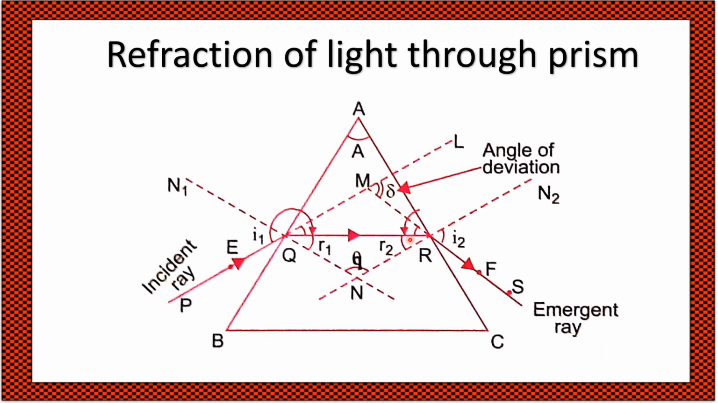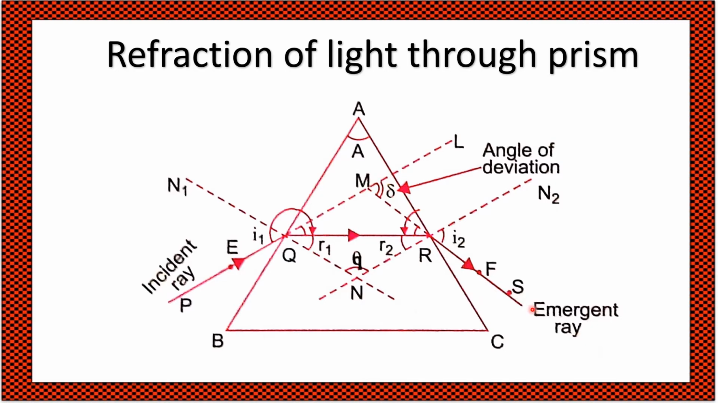The refracted ray QR strikes the surface AC of the prism at an angle of R2. It suffers refraction from glass, which is denser medium, to air, which is rarer medium, at face AC. So it bends away from the normal Rn2 and emerges out of the prism along RS at an angle of emergence I2. So now we call it an emergent ray. RS is the emergent ray.